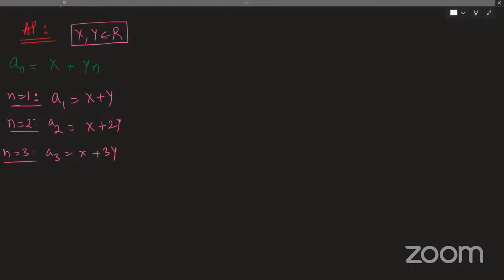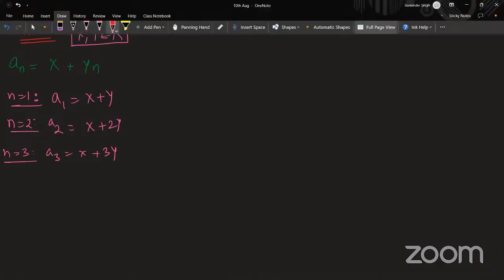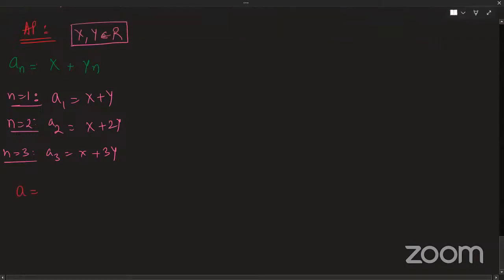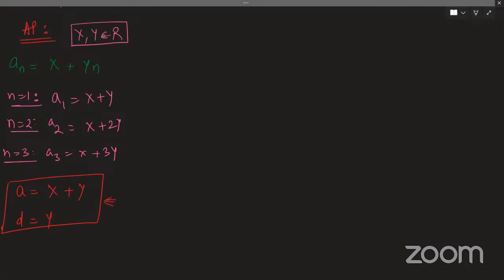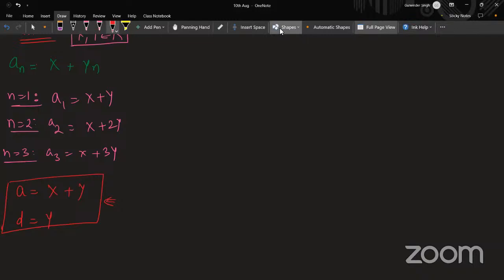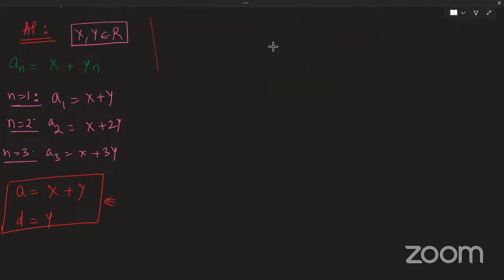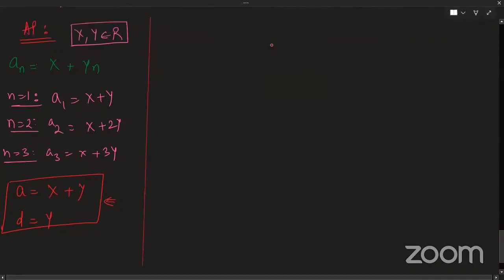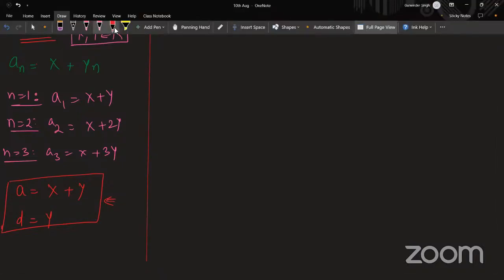Now, can you tell me what is the first term and common difference? First term is X plus Y, right? Yes, sir. And what is the common difference? Y, sir. Common difference is Y. Correct. Absolutely correct. Someone gave the answer as N. How can N be that? N basically denotes which number of term we are talking about.